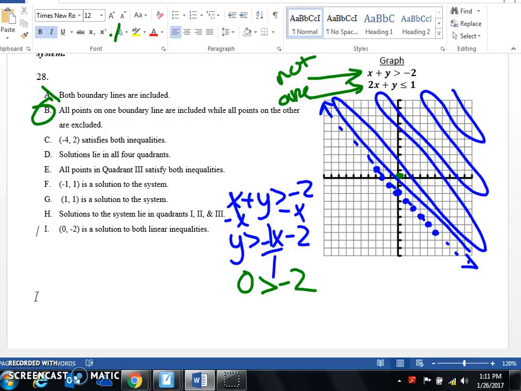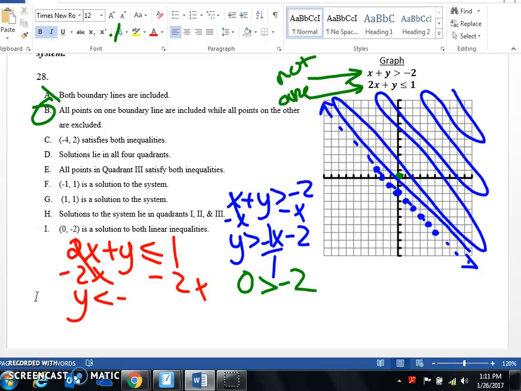Okay, so let's do the other one. Subtract your 2x over. +1, down 2 over 1, down 2 over 1, down 2 over 1, down 2 over 1. And then it's opposite. And guys, I'm running out of time on this one, so the next video will start literally right here.